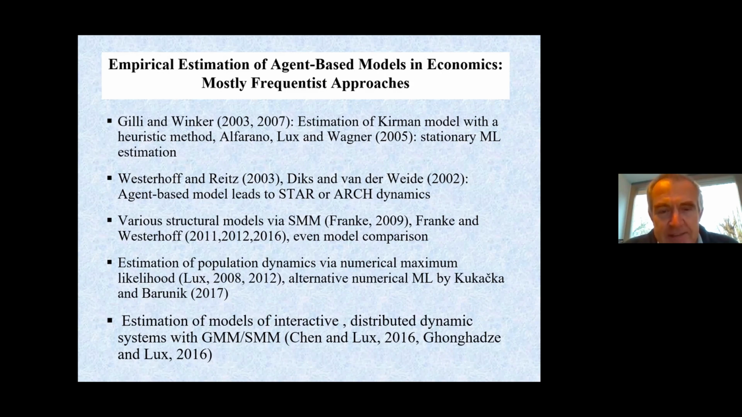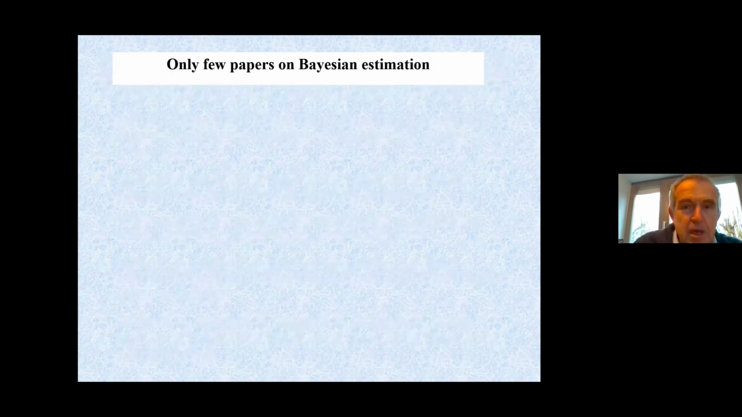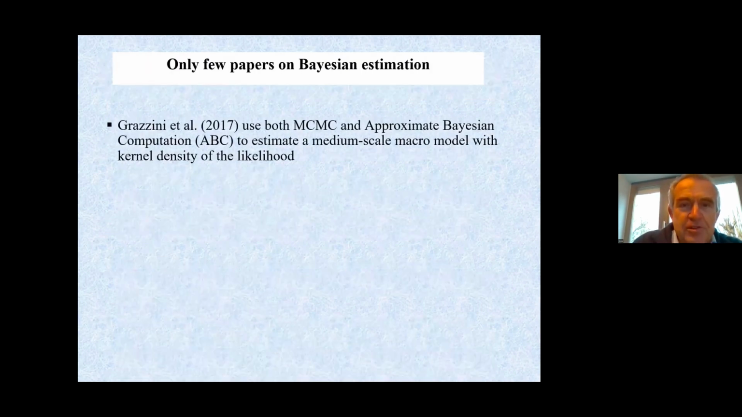Later on, simulated method of moments has become pretty popular. There's a whole chain of papers by Reiner Franke, my former colleague here at Kiel, and Franke and Westerhoff. I have recently, alone or with co-authors, applied other alternatives like numerical maximum likelihood approaches and generalized method of moments, etc. There are only a few papers that use Bayesian estimation. Typically, you have a frequentist approach.